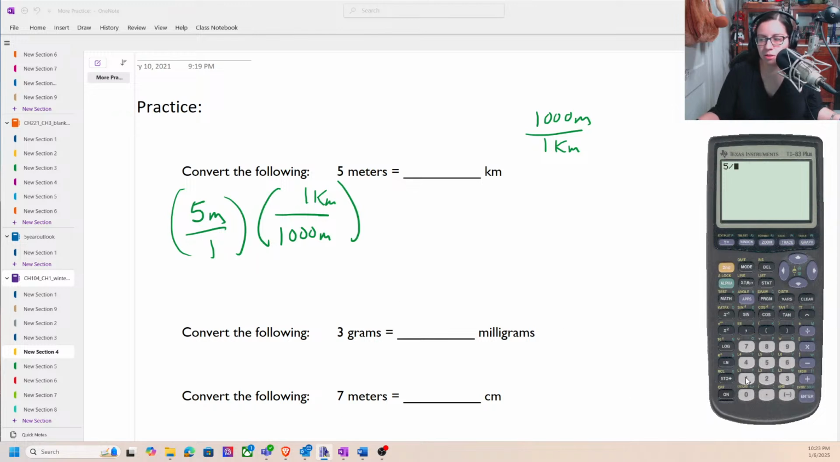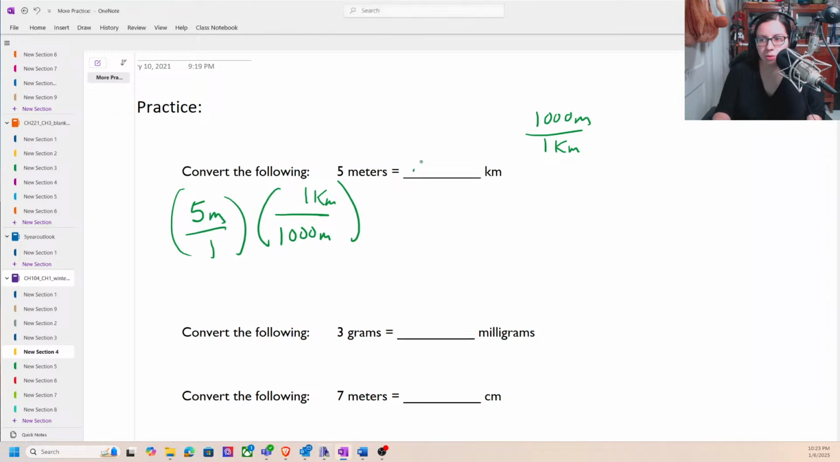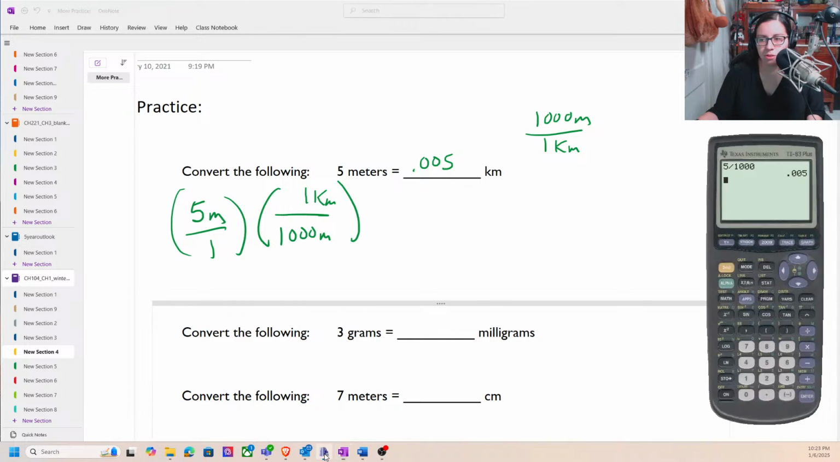So just multiplying across. So 5 divided by 1,000. So we should have 0.005 kilometers for our answer there.